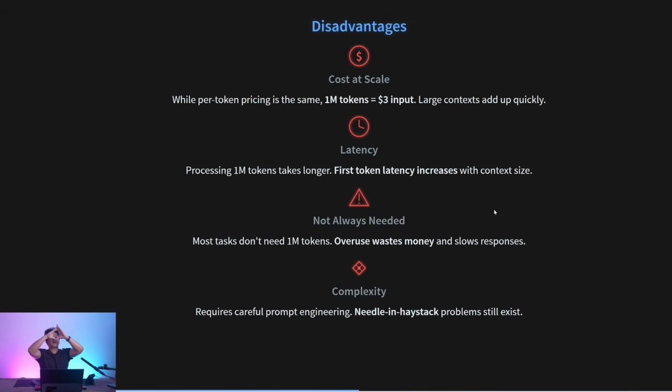And disadvantage number 5, I would say personally, is that it maybe encourages laziness. This is the subtle one. When the window is big enough to fit everything, people stop curating. They stop thinking about what the model actually needs. And paradoxically, that often produces worse results than a carefully constructed 50K token prompt.